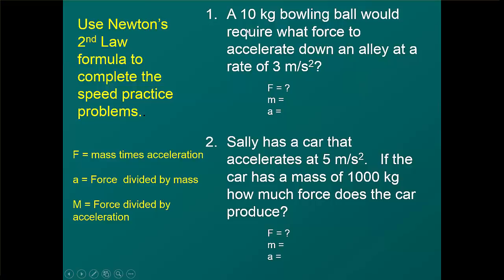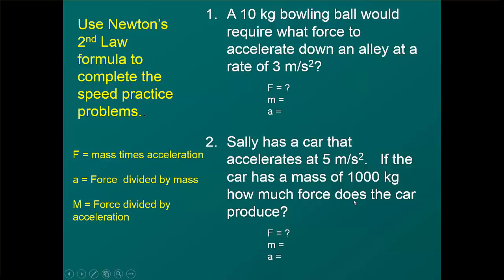All right, then what do I know? A 10 kilogram bowling ball. So I know the kilograms is a mass unit. So 10 kilograms is my mass. And the rate is the same as acceleration. So the acceleration is 3 meters per second squared. So if I know the mass and I know the acceleration, I just plug into my formula, force equals mass times acceleration.